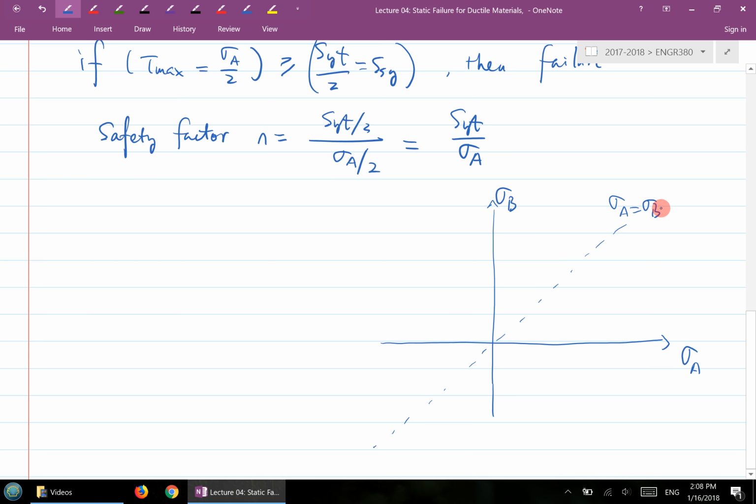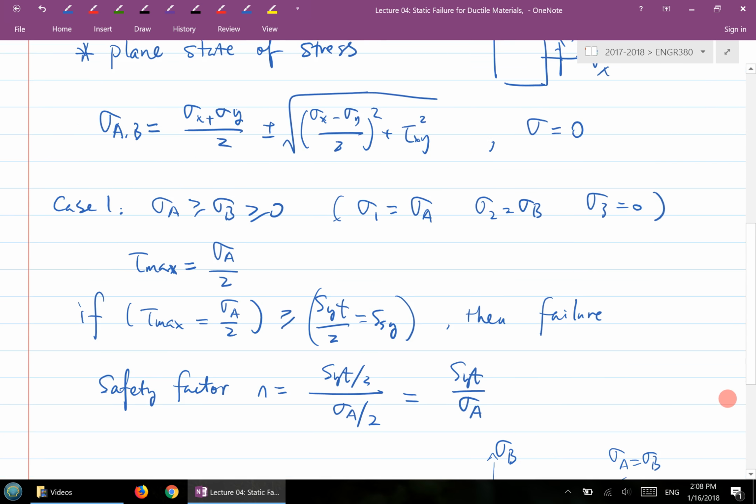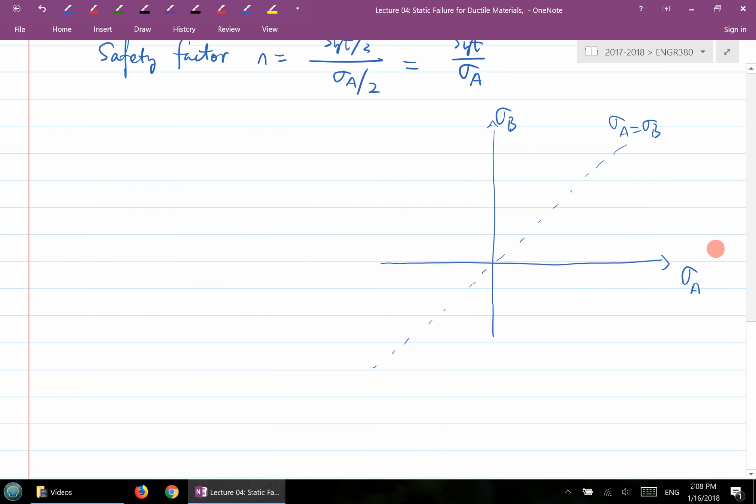Now, if we look at the nature of sigma A and sigma B, what is it? Sigma A is always greater than sigma B. Then on this plane, we're actually not looking at everywhere. We're literally just looking at which half, the top or the bottom? The bottom, right? So we're going to just focus on the bottom here.